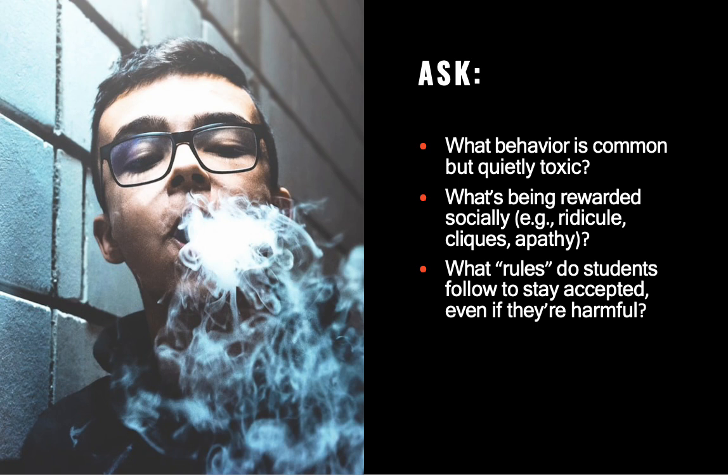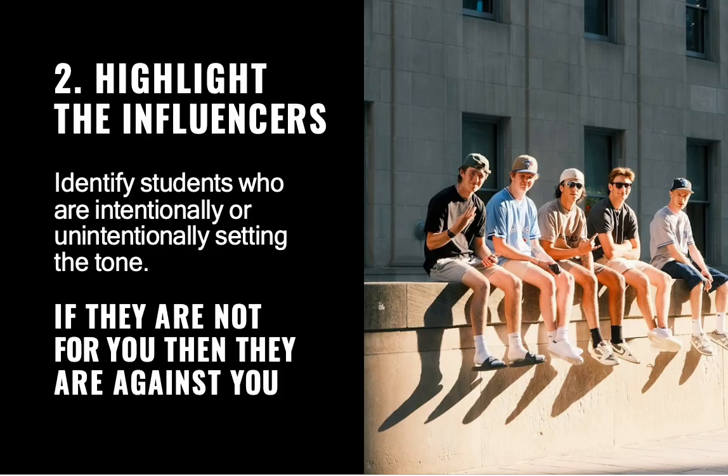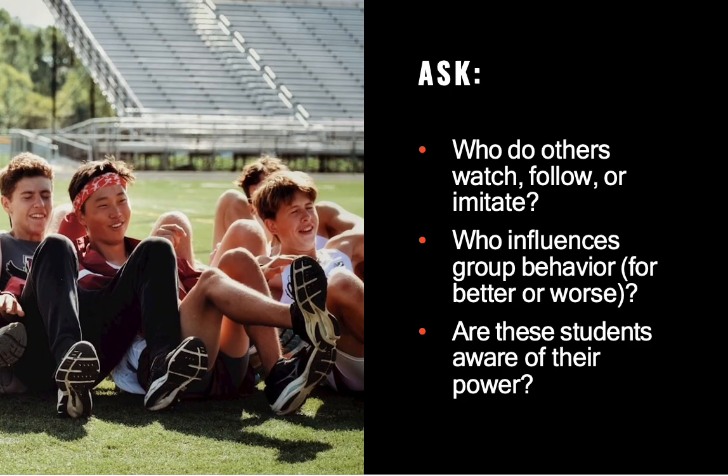What behavior is common but quietly toxic? What's being rewarded socially, like ridicule, cliques, apathy? What rules do students follow to stay accepted even if they're harmful? Number 2, highlight the influencers. Identify students who are intentionally or unintentionally setting the tone. If they're not for you, then they're probably against you. You have to ask, who do others watch, follow, or imitate? Who influences group behavior, for better or for worse? Are these students aware of their power?